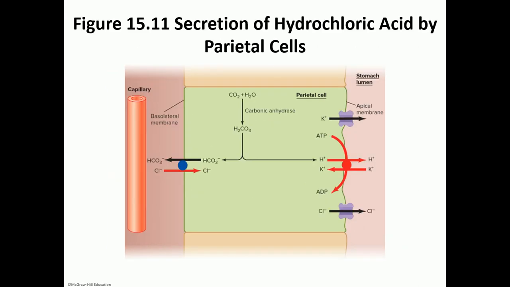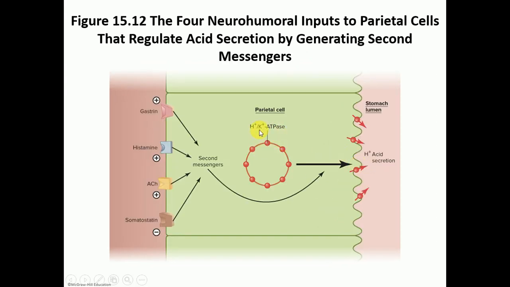So the whole process of making hydrochloric acid really depends on the activity of this hydrogen potassium ATPase. So if you want to increase the production of HCl, you have to stimulate this enzyme. And that's what this is showing you. Again, it's all about the hydrogen potassium ATPase. And if you stimulate that enzyme, you're going to make more hydrochloric acid. And these three hormones, gastrin, histamine, and acetylcholine, all three of these stimulate that enzyme. The only one that inhibits it is somatostatin.